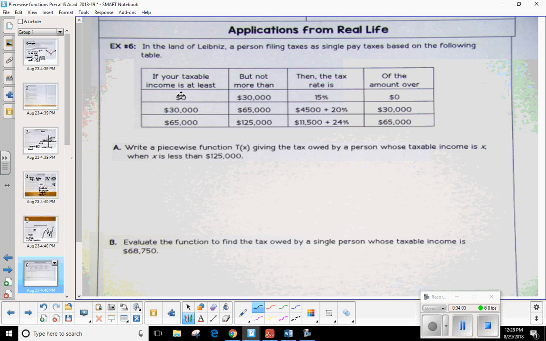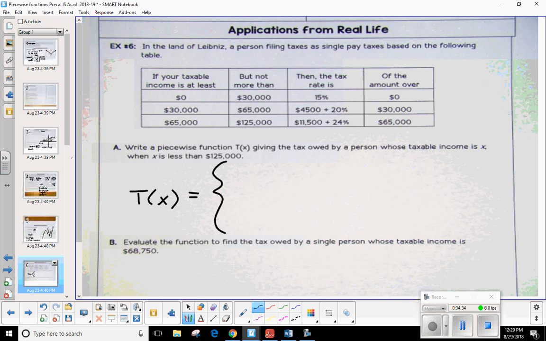Part A says, write a piecewise function, T of x, giving the tax owed by a person whose taxable income is x when x is less than 125,000. So we're going to write a piecewise function, T of x equals. All right, so we have the intervals. Let's go ahead and start. Where do you think we can begin?